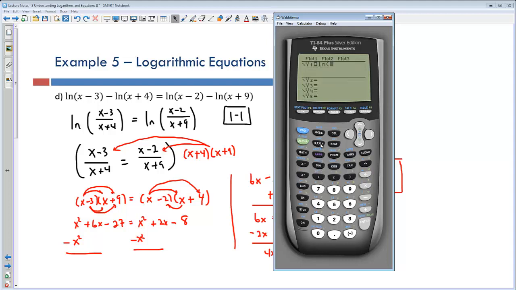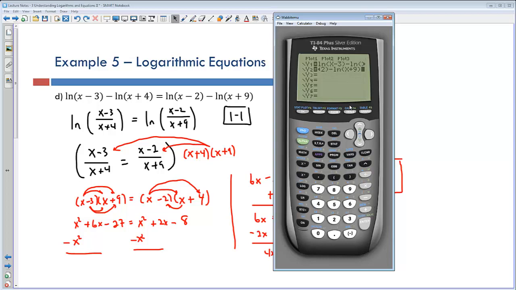So I have ln, and I'll type in x minus 3. And then minus ln of x plus 4. So I'm graphing the left side of my equation here, and I'll hit enter. And I'm going to graph the right-hand side of my equation. So ln of x minus 2, and then minus ln of x plus 9.